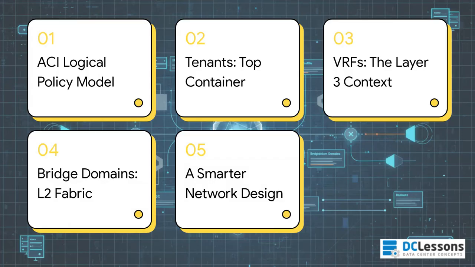So, here's our game plan. We'll start with the big picture, ACI's overall logical model. From there, we'll zoom in on each key piece of the puzzle. We'll start with tenants, then drop down into VRFs for routing, and then bridge domains for switching. By the end, you'll see exactly how these pieces lock together to create a much smarter, policy-driven network.